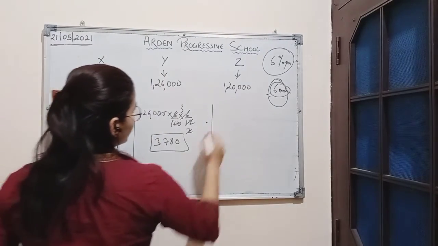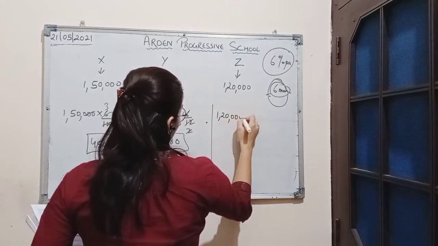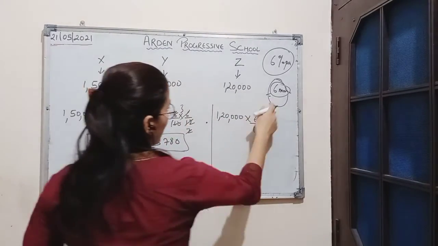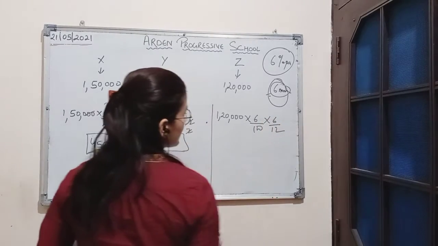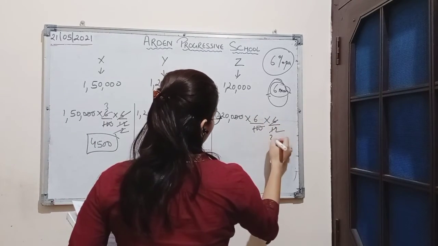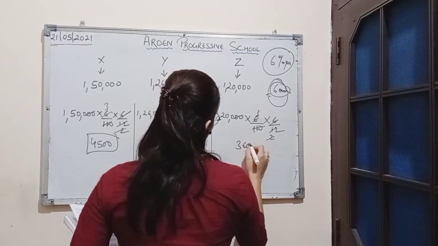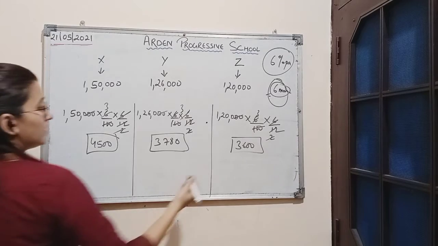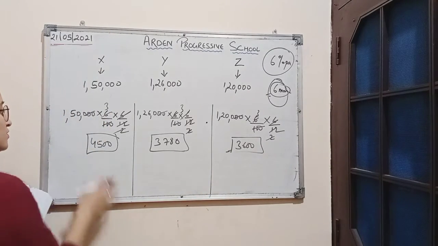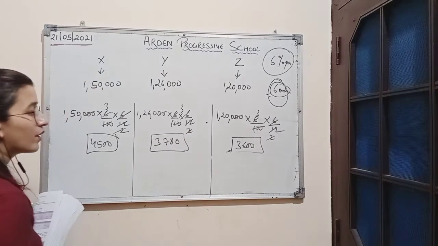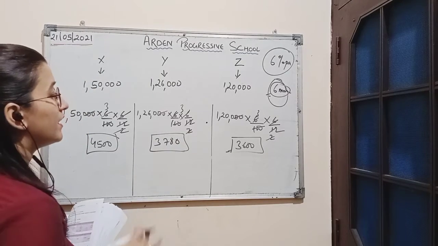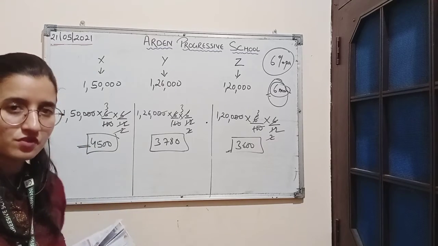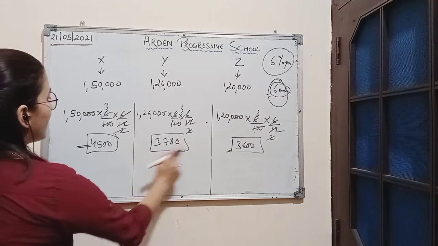Now the third partner, the amount of drawings withdrawn is 1,20,000. The rate of interest is 6% and the time duration is 6 months. So the interest on drawings to be paid by Z will be 3,600. So this amount has not been recorded by the partnership firm in the P&L appropriation account. That means this is the error of omission of interest on drawings. We have to rectify this error.